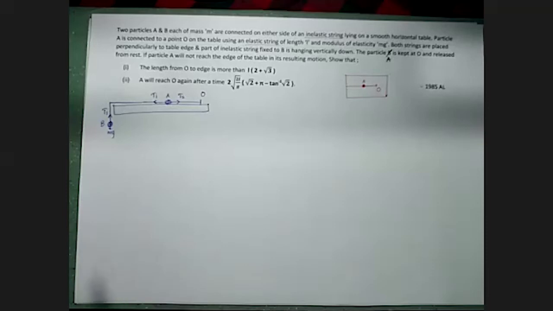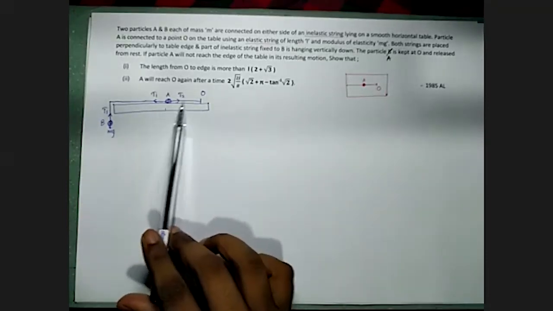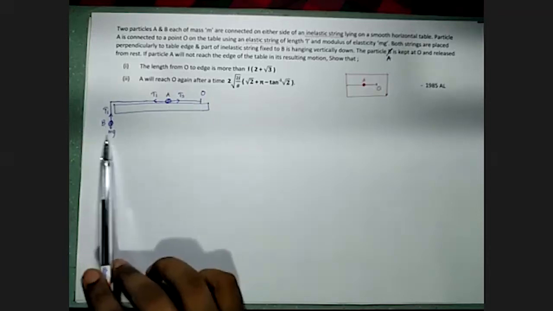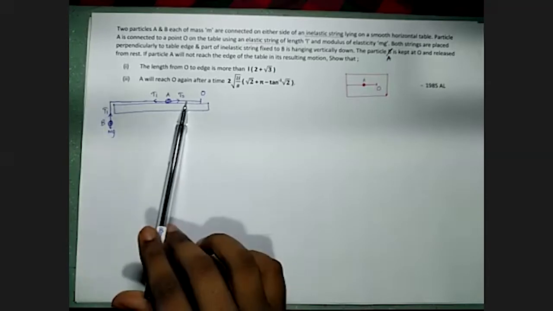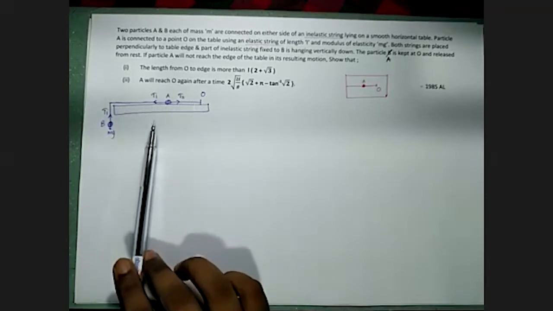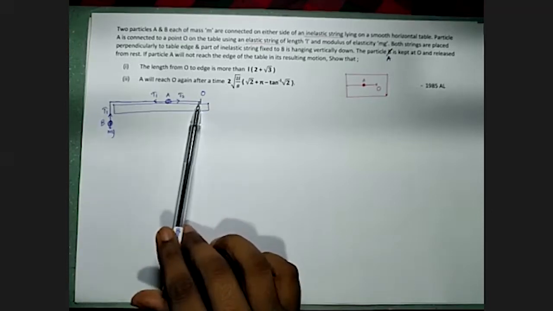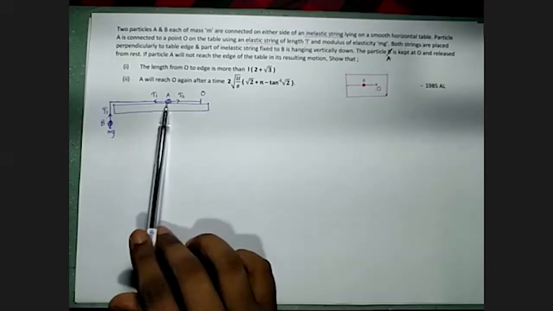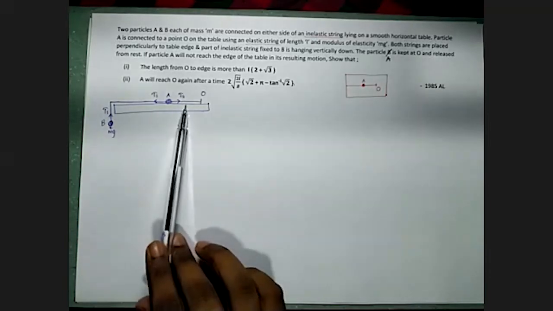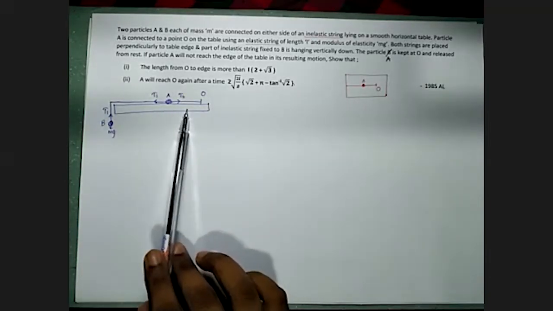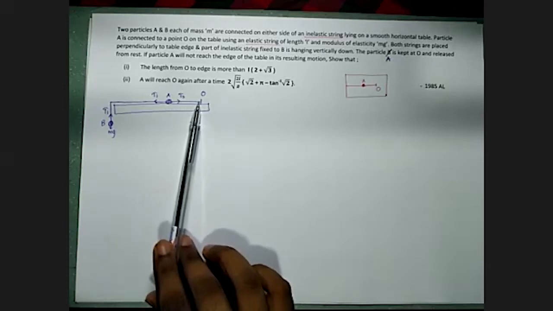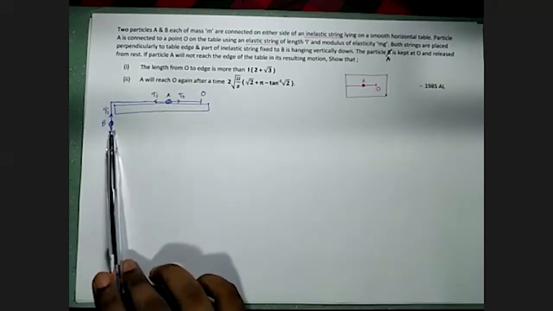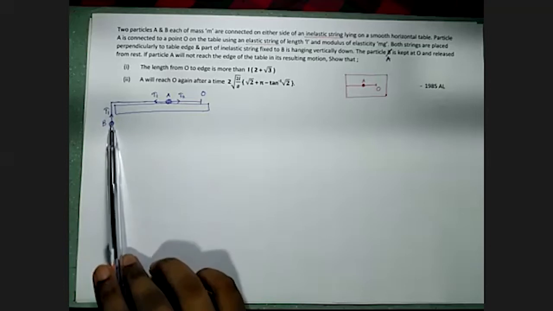Now can you identify its motion? When A is taken here and released, what will happen? Because of this drag given by particle B, A will move towards the edge. But that is until the natural length of this elastic string is reached. The natural length of the elastic string is L. Until OA becomes L, A and B will move as one unit.